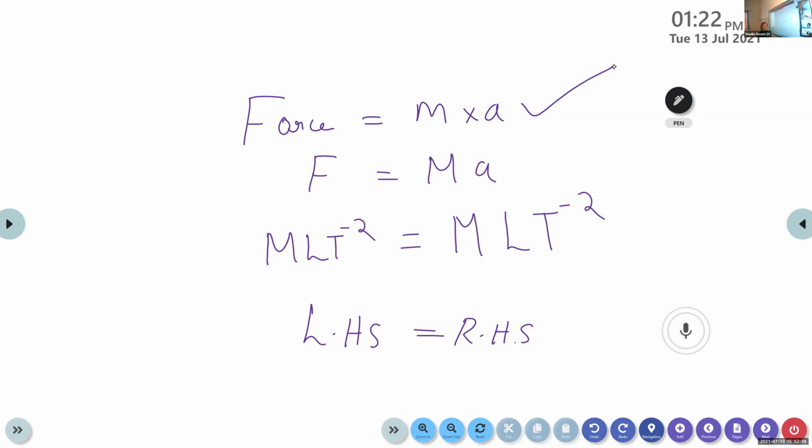I will give you another example. This is a very simple example. Sometimes it may be difficult to understand. I will give you another example, then it will be more clear to you.